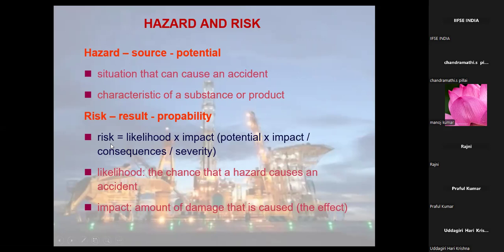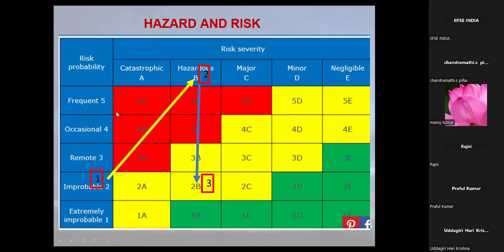Risk is defined as the product of likelihood and impact. In some risk matrices you see potential times impact, while in others you see potential times consequence or potential times severity. What do we mean by likelihood? The chance that a hazard can cause an accident is the likelihood. And the impact is the amount of damage that the hazard can cause. In risk assessment, we use a risk matrix to quantify this. Now, I'll show you an example of this risk matrix. So here, this is the risk matrix, as we call it.